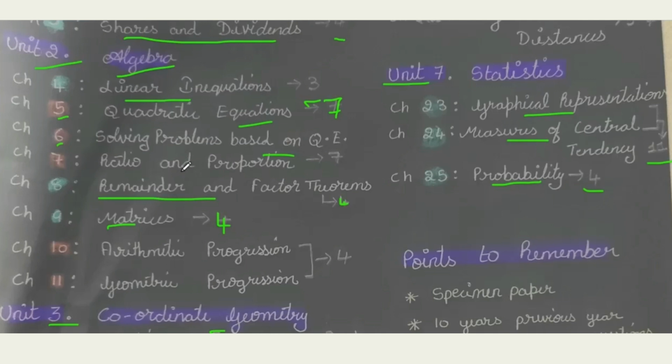And ratio and proportion is the easiest chapter, and 4 marks questions come in this, that is the componendo and dividendo question. So all remember the formula componendo and dividendo, that is a plus b by a minus b equal to c plus d by c minus d. This question comes for 4 marks, or sometimes a 3 marks question, which I don't know definitely.